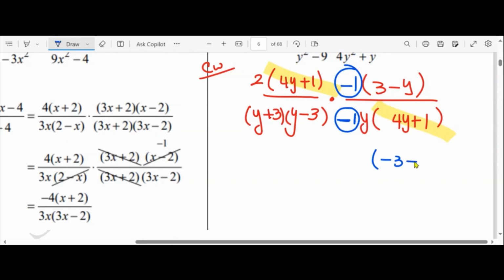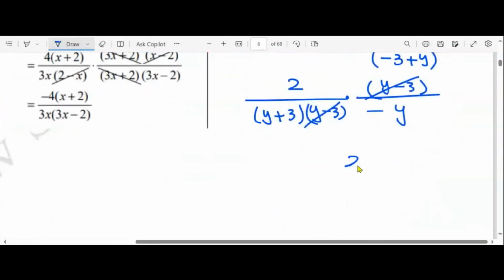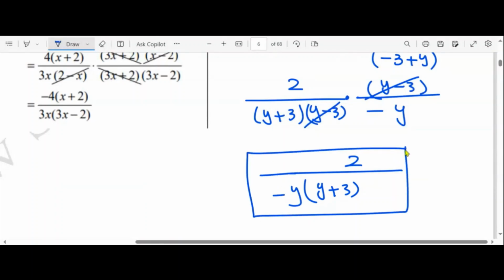So now, what will the top be? Minus 3 plus y. Isn't this like saying y minus 3, the same thing? Yes. Over what? Over minus 1 times what? 2 and what? Y plus 3, y minus 3. Now, can I cancel? Yes. So what's left? 2 over y plus 3, minus 1. So the only thing that is different here is what? Minus 1. The minus. Is this clear? Yes.